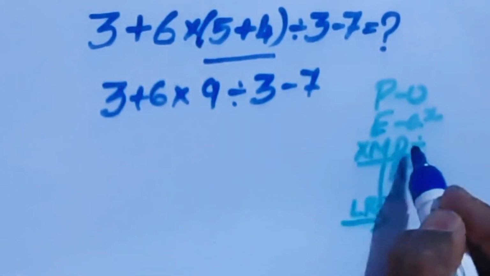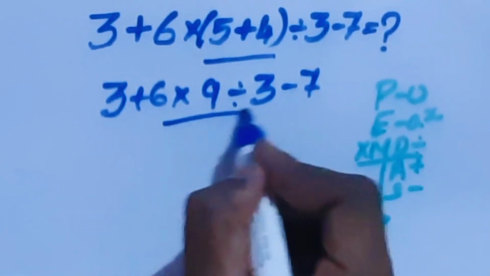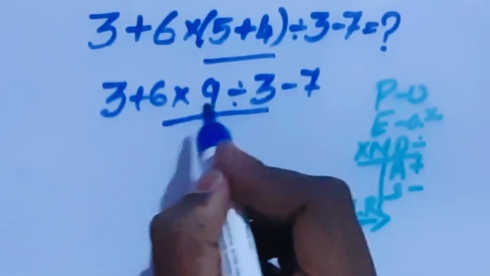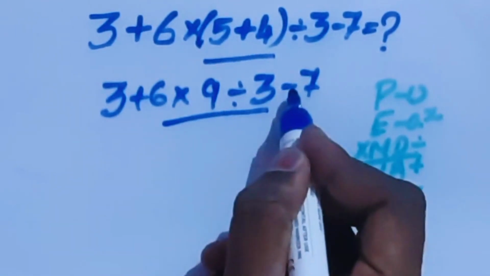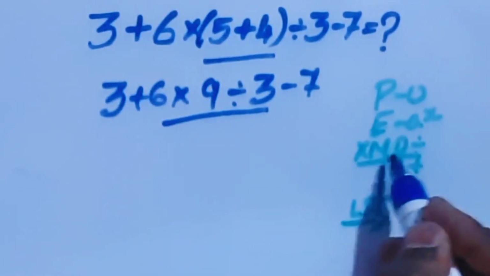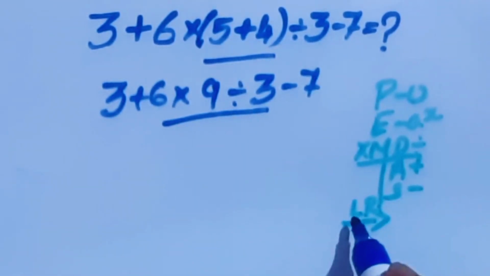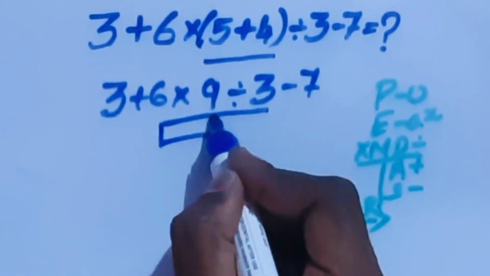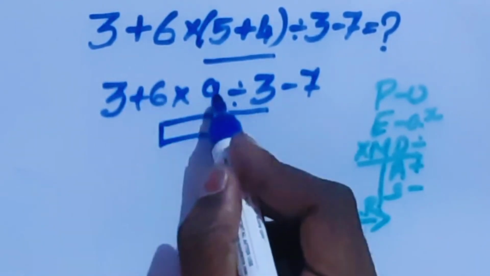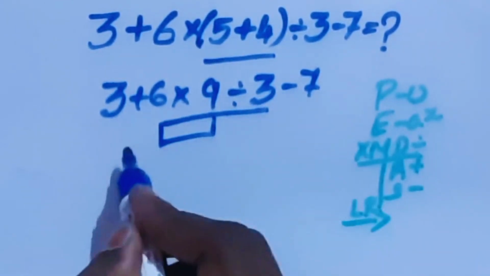So the next priority is multiplication and division. Here we have multiplication and division in this problem. So we have to do this multiplication and division before the addition and subtraction. Here multiplication and division are equal priority. For this we have introduced the left to right rule. Here left to right is 6 times 9. We have to do this 6 times 9 before any other operation.